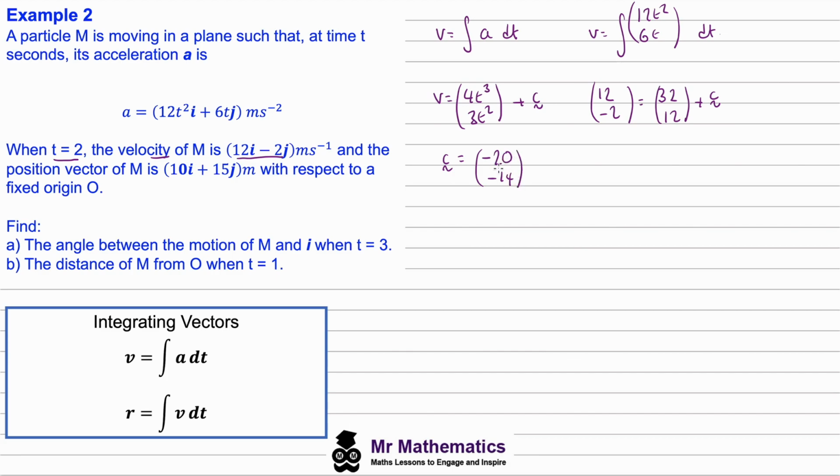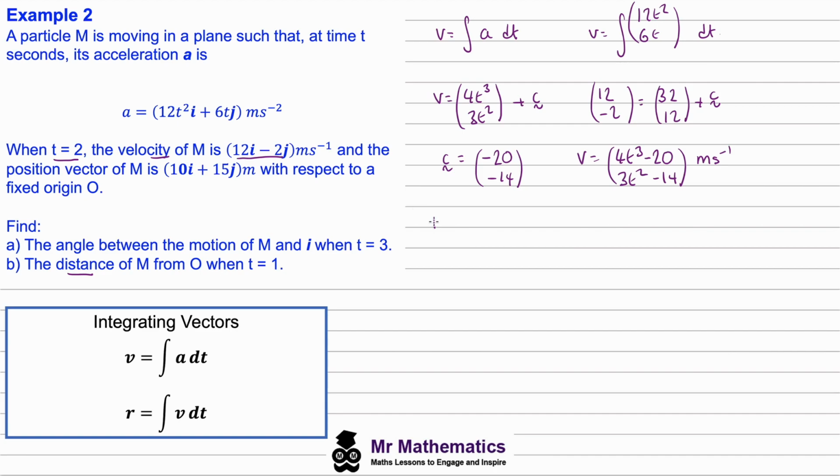So now we can put our constant back into our expression for velocity. So v will be 4t cubed minus 20 for our i component, and 3t squared minus 14 for our j component, and this is in meters per second. Okay? For part B, find the distance of m from O when t equals 1. So now we need to work out the displacement vector.